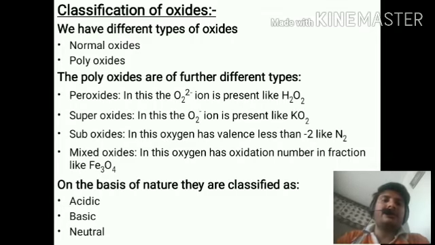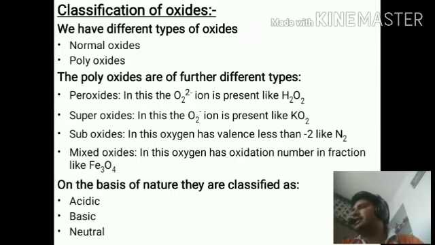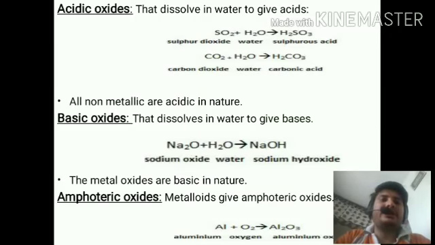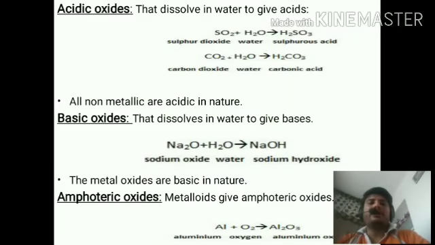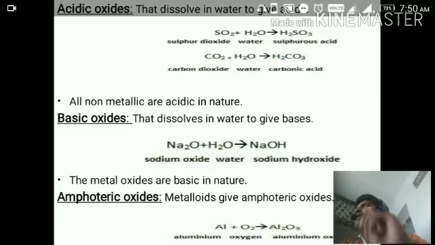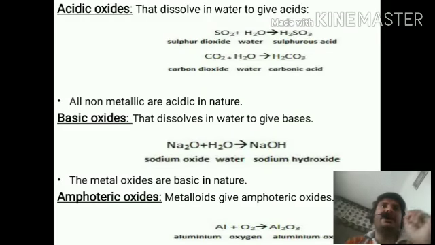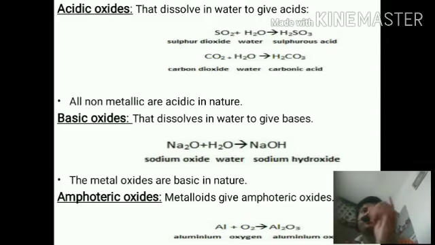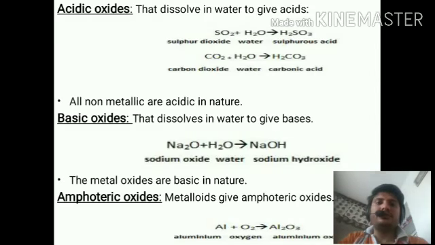Now, on the basis of nature we can classify the oxides further: acidic oxides, basic oxides, and neutral oxides. What are acidic oxides? When acidic oxides dissolve in water, they give H+ ion, they give acid. For example, SO2 and CO2 are acidic oxides. First of all you should know that when acidic oxides dissolve in water, they give acid. When basic oxides dissolve in water, they give base. When neutral or amphoteric oxides dissolve in water, they give amphoteric products, or you can say both.